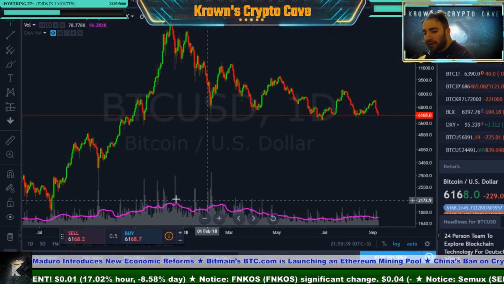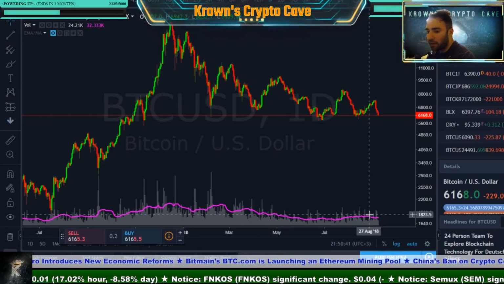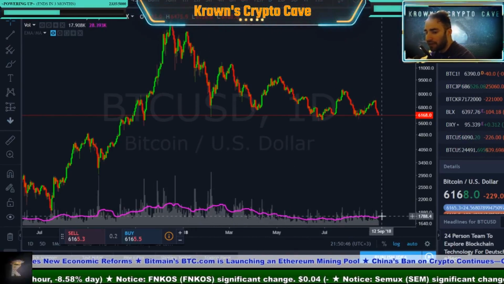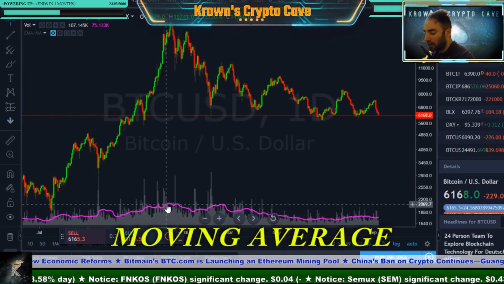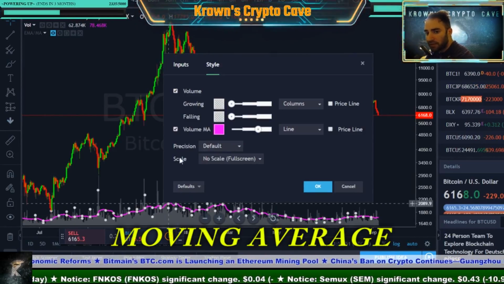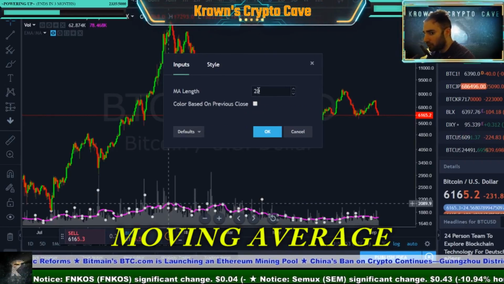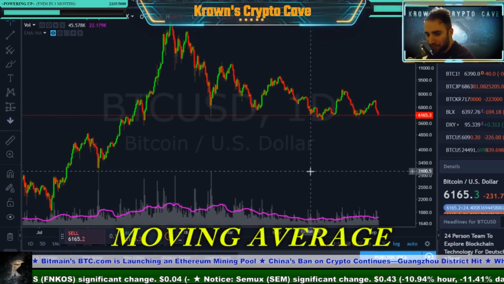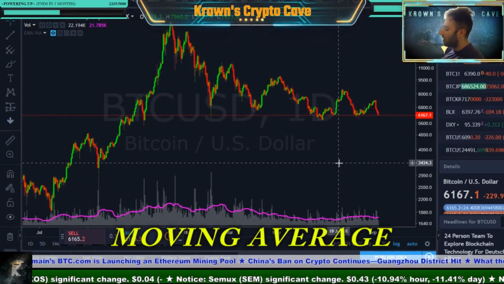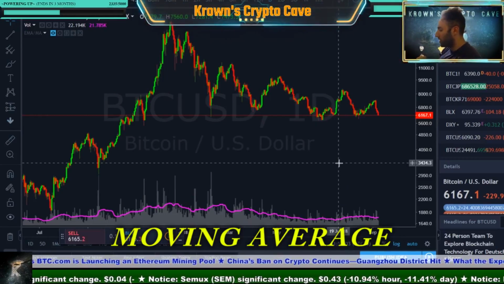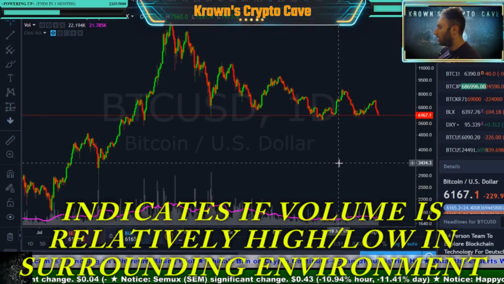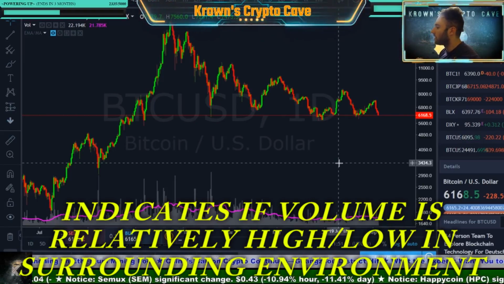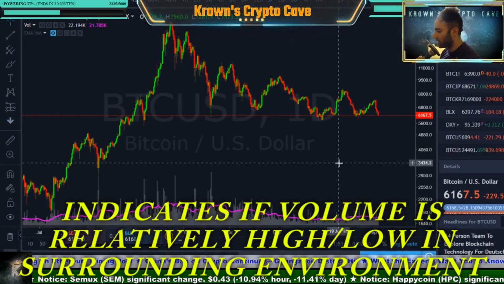Okay, so where even is the volume over here? Well, it's these bars down here, these little equalizer-like bars at the bottom of your screen. And you'll notice this pink line kind of running around it. That is a moving average on the volume. And I'm just going to bring this up. The input is simply just a 20 simple moving average. I've made mine a little bit more pretty because I'm a visual person. And essentially, that volume average lets you know if the current volume of whatever candlestick you're looking at is relatively high or relatively low within the context of the surrounding environment.